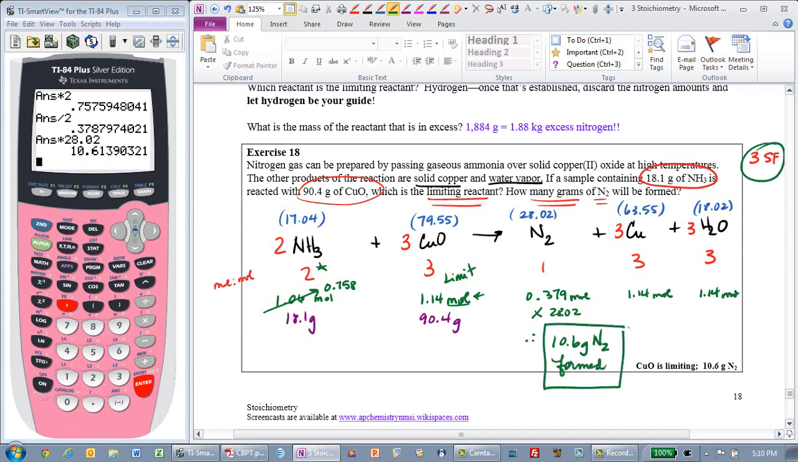Again, they can ask me all sorts of other things. They can ask me, well, how many grams of ammonia would be left over? I would take this number of moles and multiply by 17.04. They can ask me, how many grams of copper would I make? Well, once you figure out this mole-to-mole ratio, you're just going to multiply moles by molar mass. Moles by molar mass for water. So it's really easy to do the multi-step problems this way. A lot easier and faster than dimensional analysis.